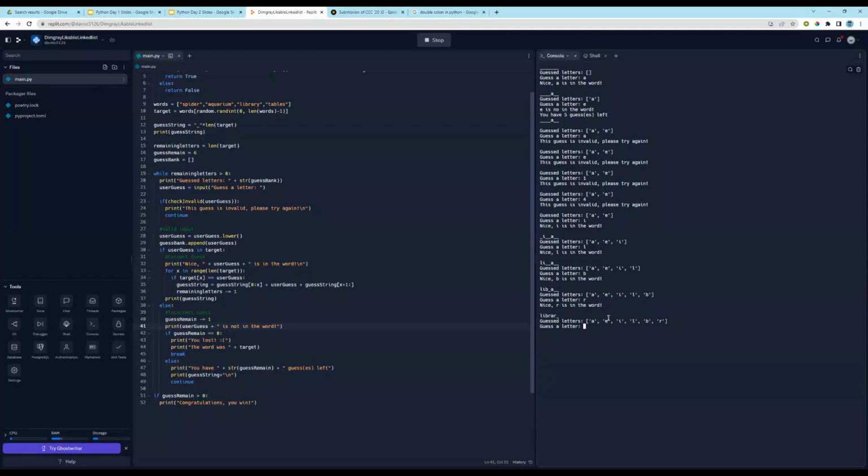So this means that our program is running correctly. We put Y, and we see, oh, congratulations, you've won. So nice, we won the entire thing. We get our library word.